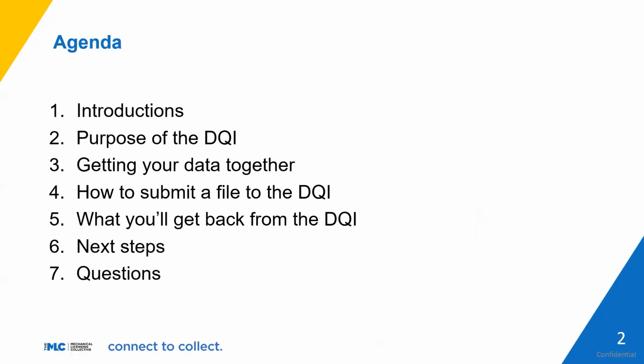In terms of an agenda for today, we'll start with some introductions to the people that will be presenting. We will then talk a little bit about the purpose of the DQI and the target audience. We'll then move on to getting data together that you will need to participate in the DQI. We'll then talk about how you might actually submit that data in a file to the DQI, and then finally what you get back in return. There's then a very short section on next steps. And I think we should have a good amount of time for any questions.